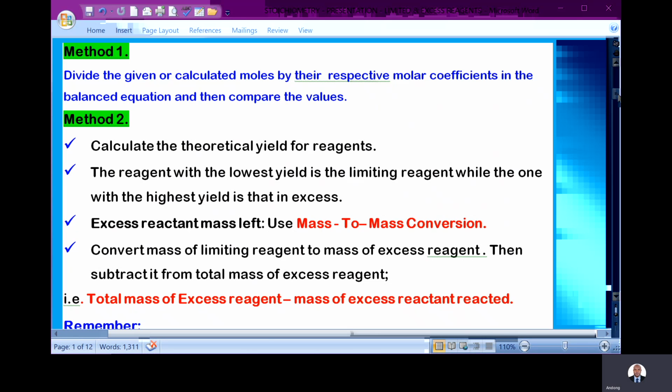Given the mass of one reactant, you divide it by its molar mass to have the moles of that reactant. Then you multiply the moles of the reactant by the mole ratio, and you have the moles of the second reactant. Then you multiply the moles of the second reactant by its molar mass, and you have the mass of the second reactant. You now compare the masses and see which one is limited in the reaction. By doing that, you can determine which one is limiting. So these are two methods of calculating a limiting reagent.